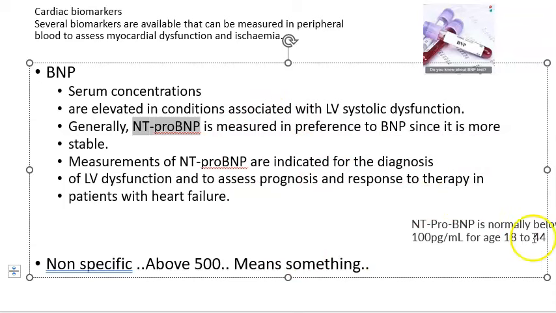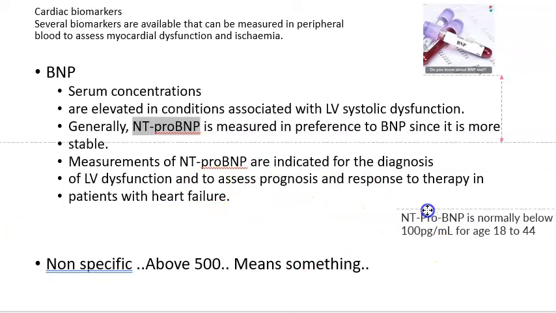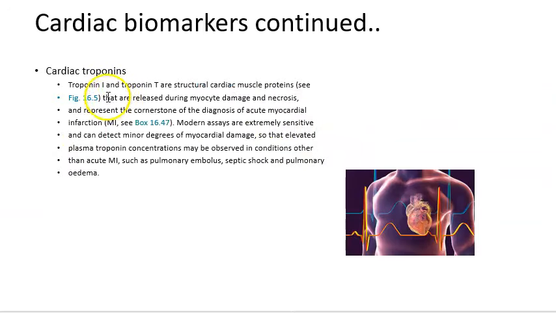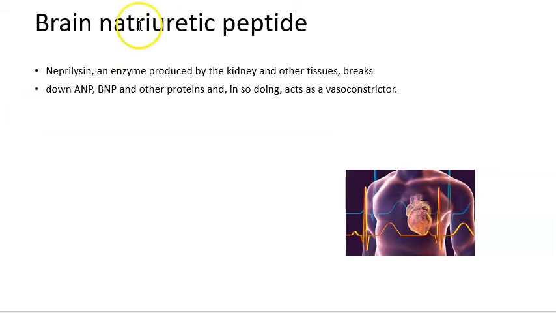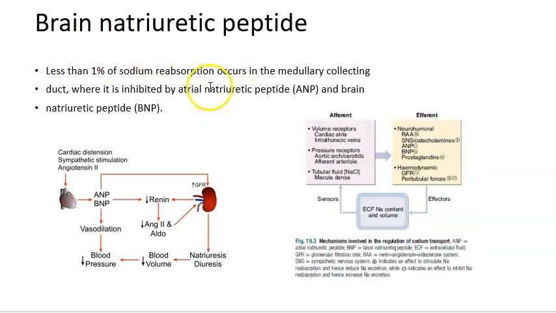Like I told you, it is not very specific. If it is above 500, they take it as a serious thing. Normally it is below 100, they are saying, in this age range. So this is coming as almost like a card test in the lab. Like I told you, 500 picogram per ml. Above 500 only, they are saying it is something important. Other cardiac biomarkers, I told you, troponin, right? Troponin you would have heard a lot in your hospital. Anyways, in this video, we want to look at BNP, that is brain natriuretic peptide. One more thing you should know here, this enzyme neprilysin can break down ANP and BNP. So just remember that. Now let us go into what BNP actually does.